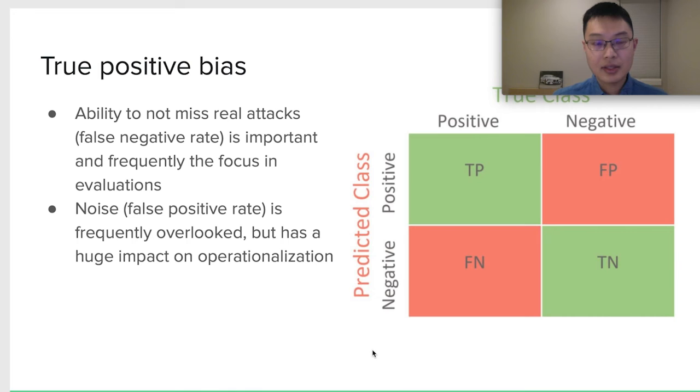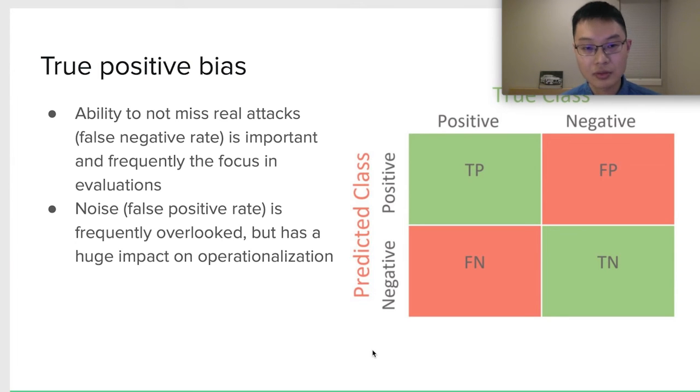In addition to that, another area practitioners should pay a lot of attention to when evaluating products is the false positive rate. I've seen a lot of practitioners focus heavily on the false negative rate, or the ability to not miss real attacks during the POCs. While it is extremely important for the AI/ML-based solution to not miss real attacks, noise, or the false positive rate, is frequently overlooked.